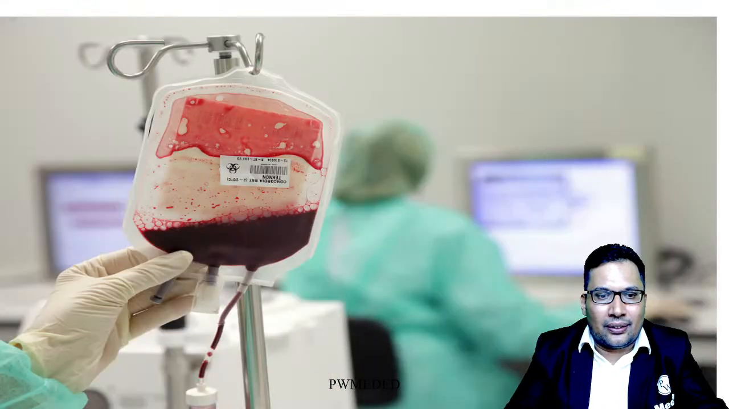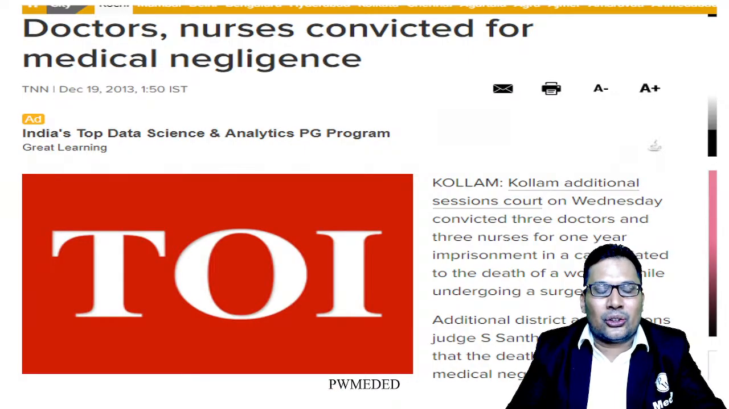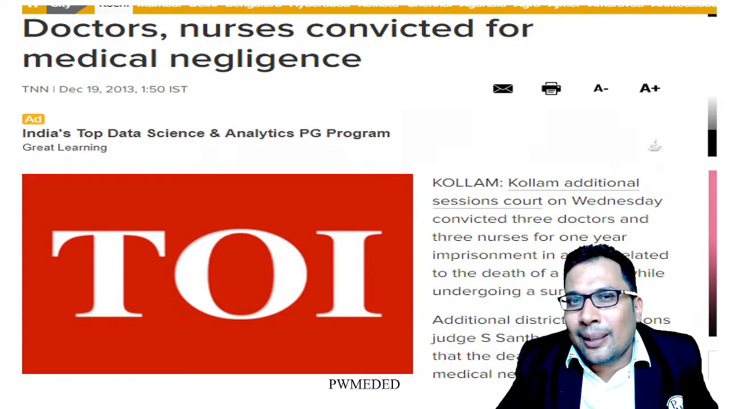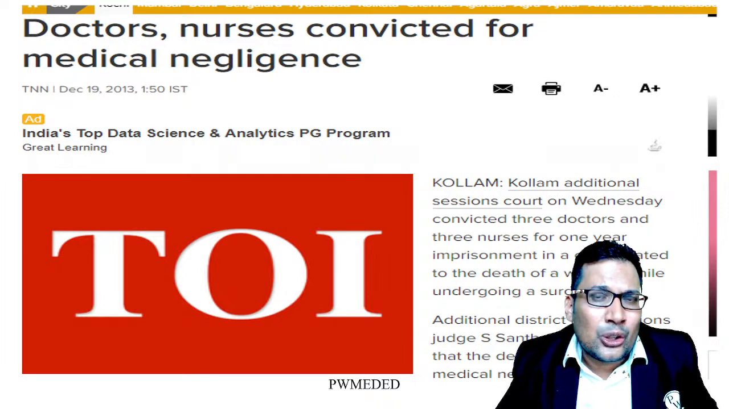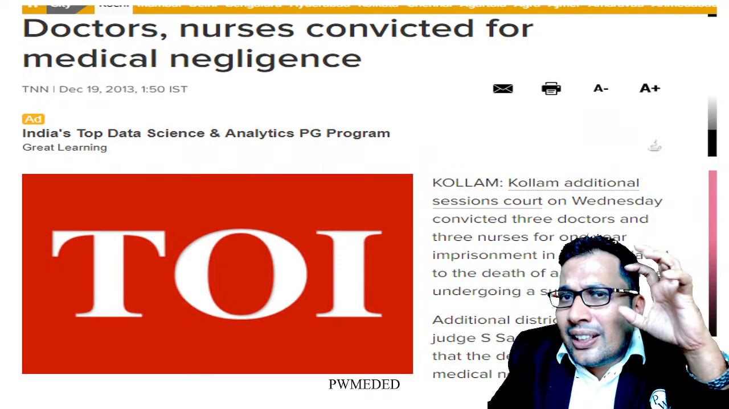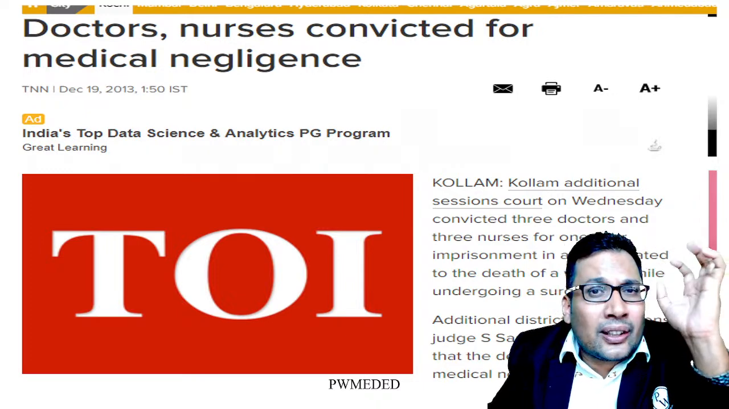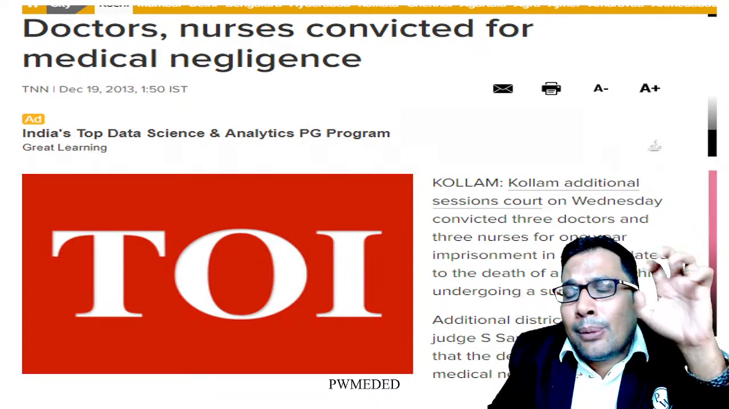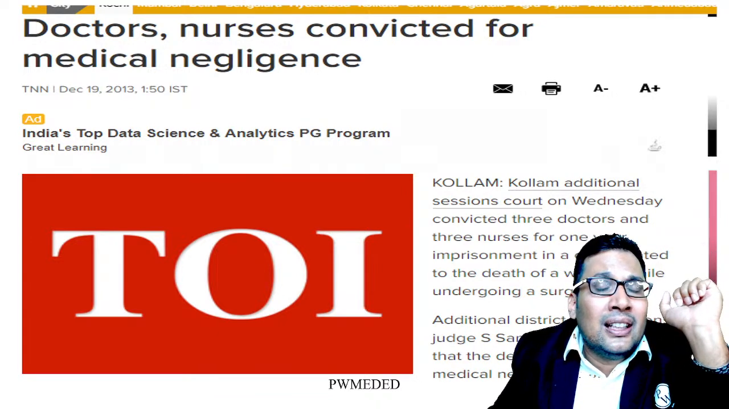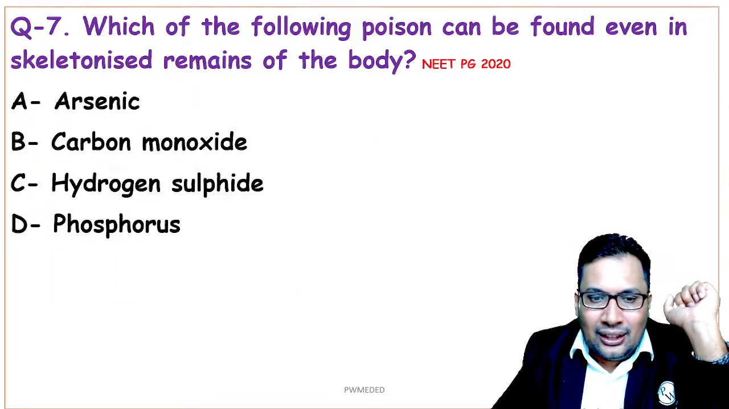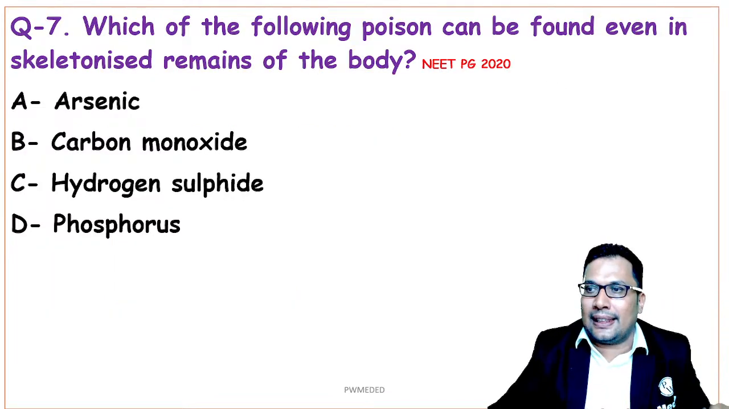Next, look at this example. Newspaper headline: doctor, nurses convicted for medical negligence. So it is a criminal negligence. Okay. So remember the question asked in the exam. In criminal negligence, please remember, the doctor is convicted for up to a maximum of 2 years under 304A for gross negligence. Yes. So that completes question number 6.